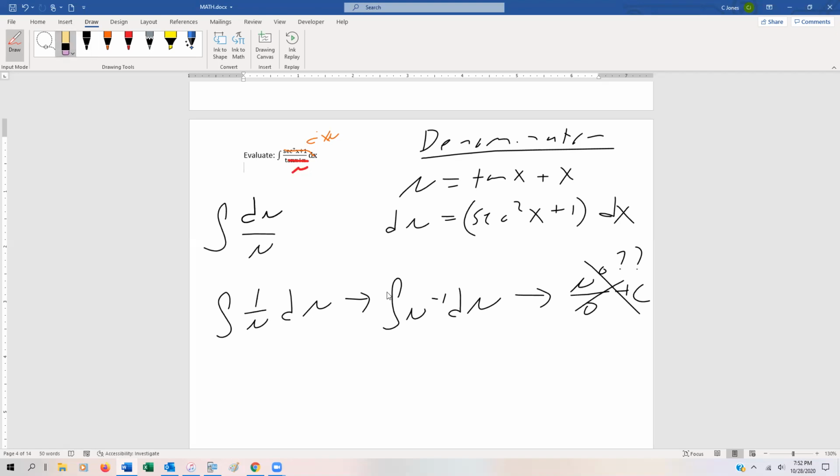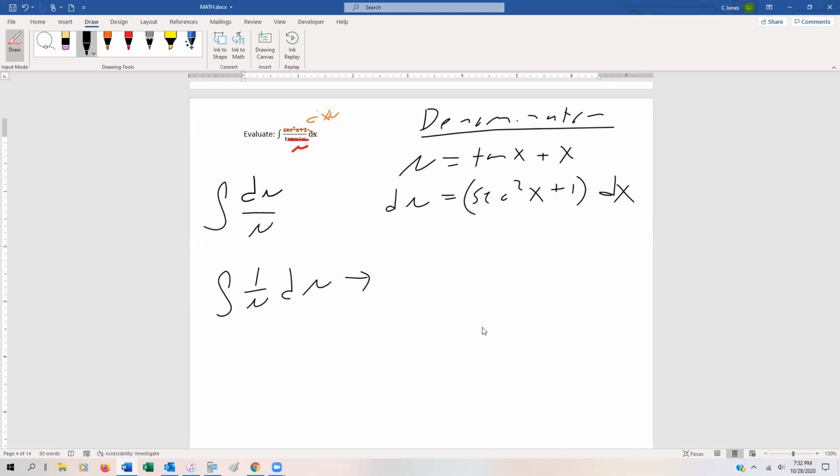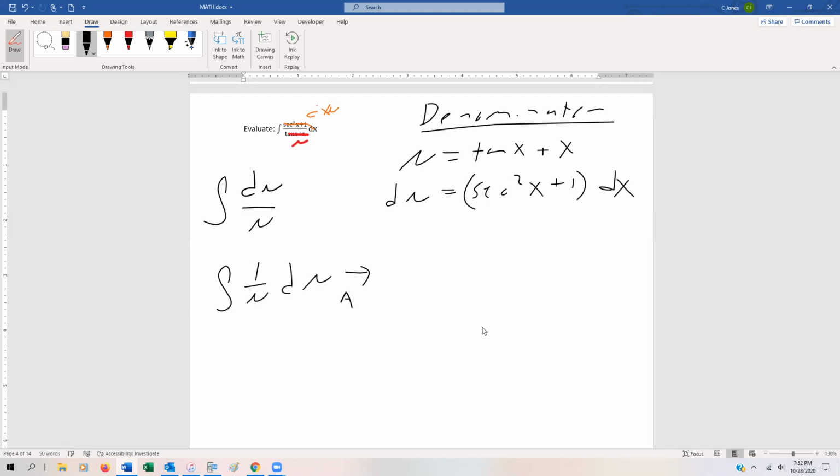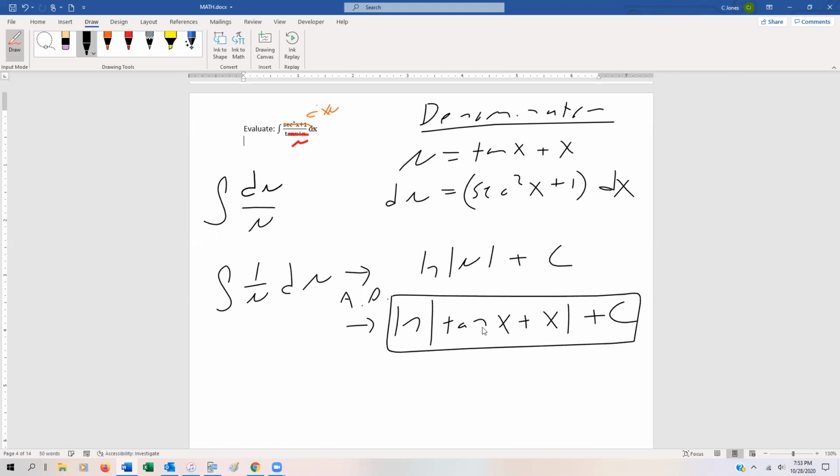All right? And what did we do wrong? Well, we didn't do anything wrong algebraically. We just forgot that the derivative of ln u is 1 over u. So for our antiderivative, this is going to be ln absolute value of u plus c. And then we can just back substitute for u. So this is going to be natural log of the absolute value of, remember, u is tan x plus x, plus our constant c. All right? And of course, if you want to check that, you just go through and take the derivative.